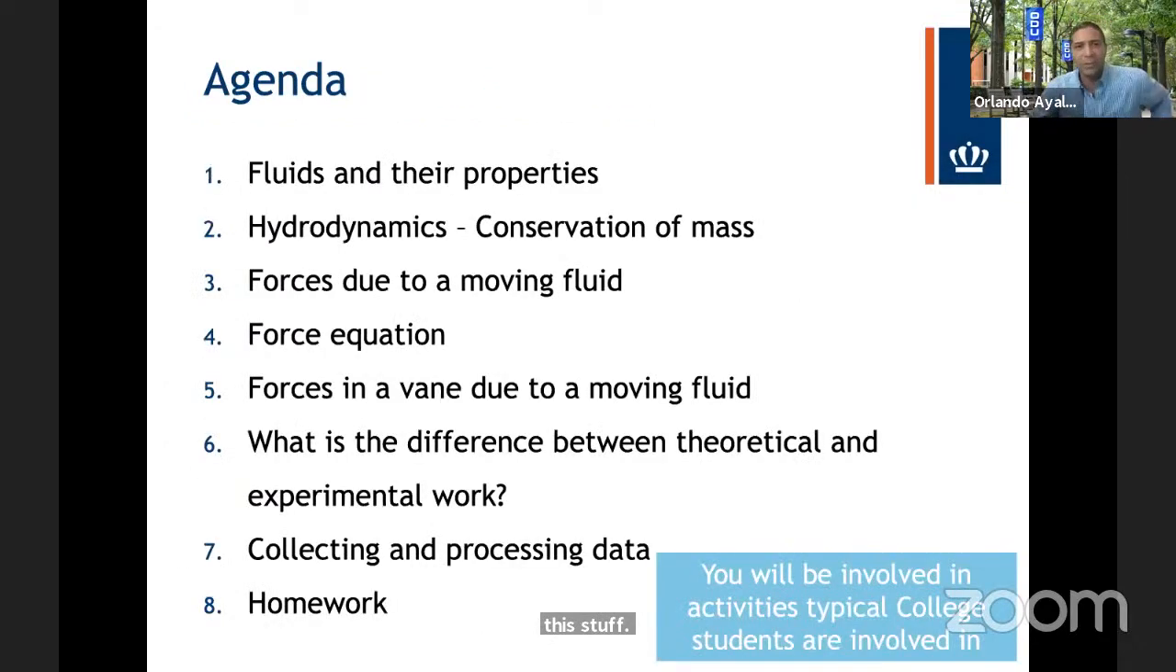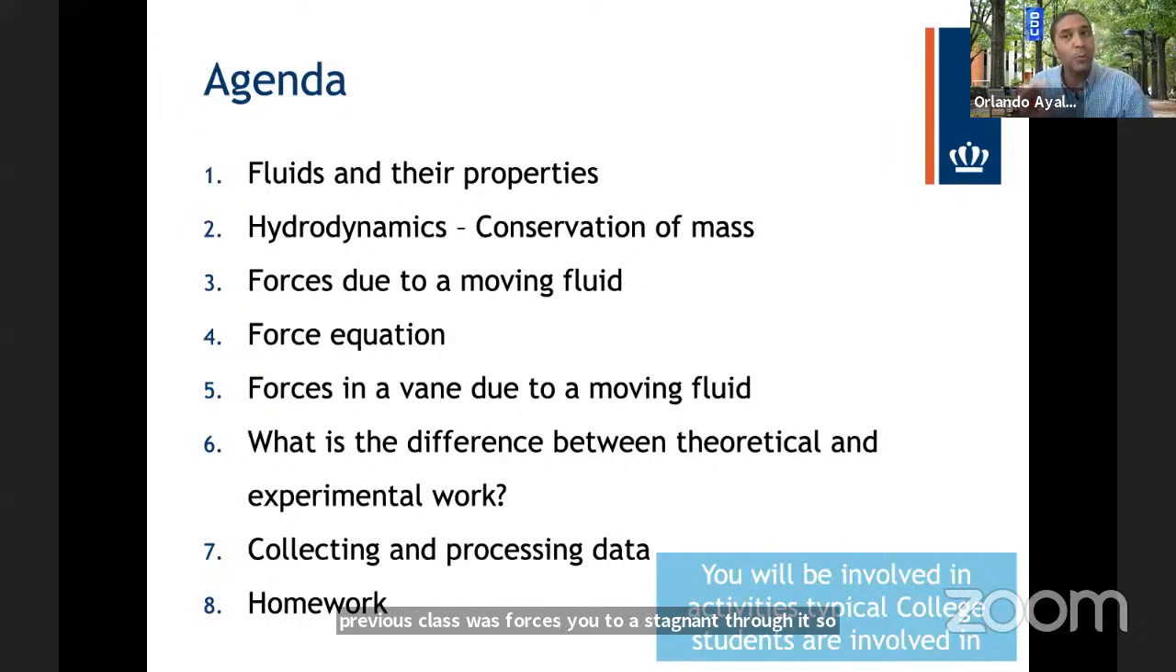So the agenda of today's class is I'll cover or revisit the topic of fluids and their properties. I'm saying revisit because I discussed that in my previous class, so if you took my class prior to this one, this is just a revisit of those concepts. Then I'll talk to you about hydrodynamics and specifically conservation of mass. We're going to have fun with that one. I'll talk about forces due to a moving fluid. My previous class was forces due to a stagnant fluid, so the fluid was not moving. But this time we're allowing the fluid to move.